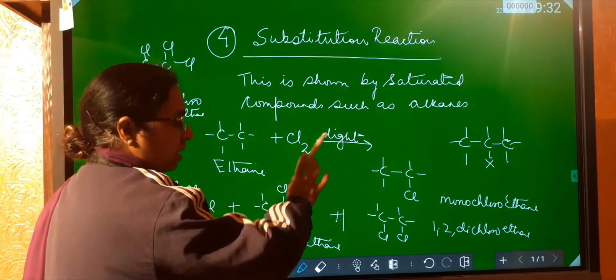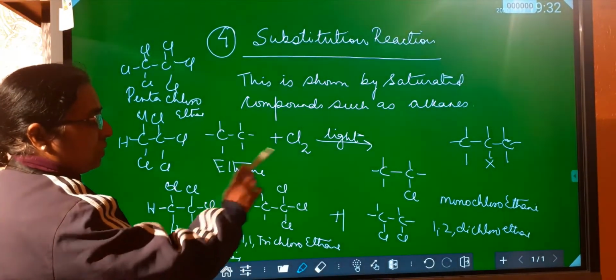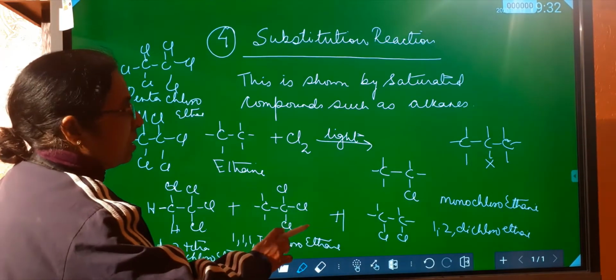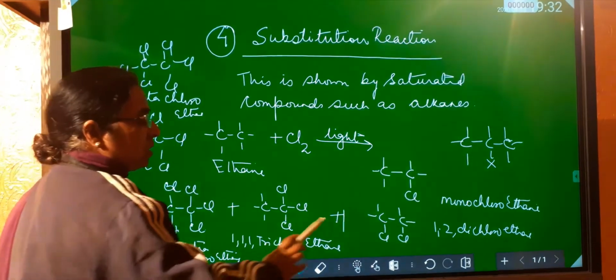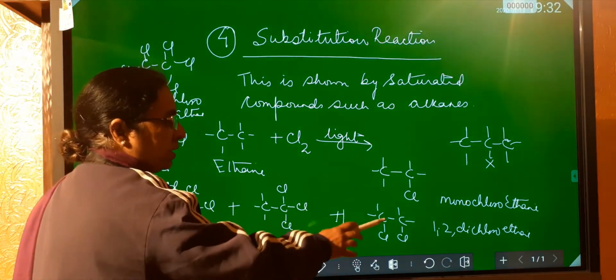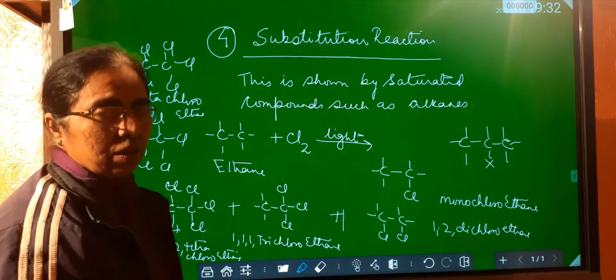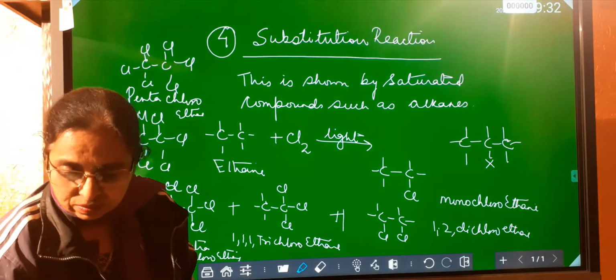The necessary condition for this is that light should be present and ethane will react with halogens, and this reaction is known as substitution reaction. Substitution reaction, the structure does not change, only one H is removed and the place is taken up by a halogen.